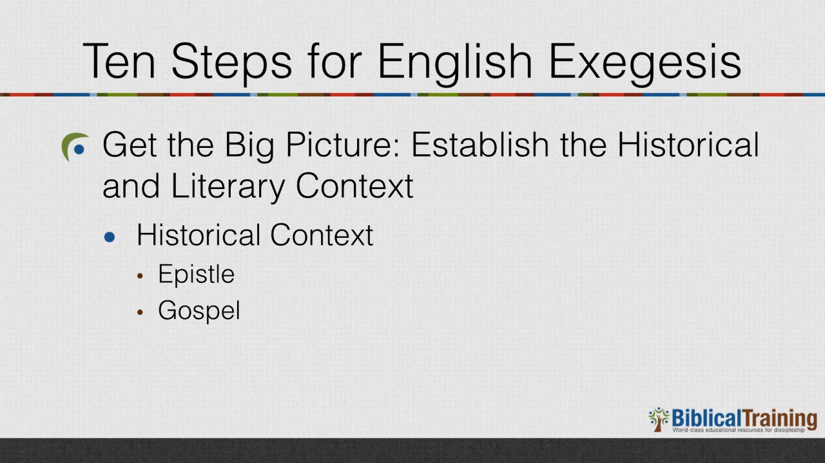Let me just give you one more example of how to get the big picture of a particular literary form, and that would be prophetic literature. Getting the big picture of prophetic literature would mean understanding the general historical setting within Israel's history. When Isaiah wrote, what was going on in Israel's history?